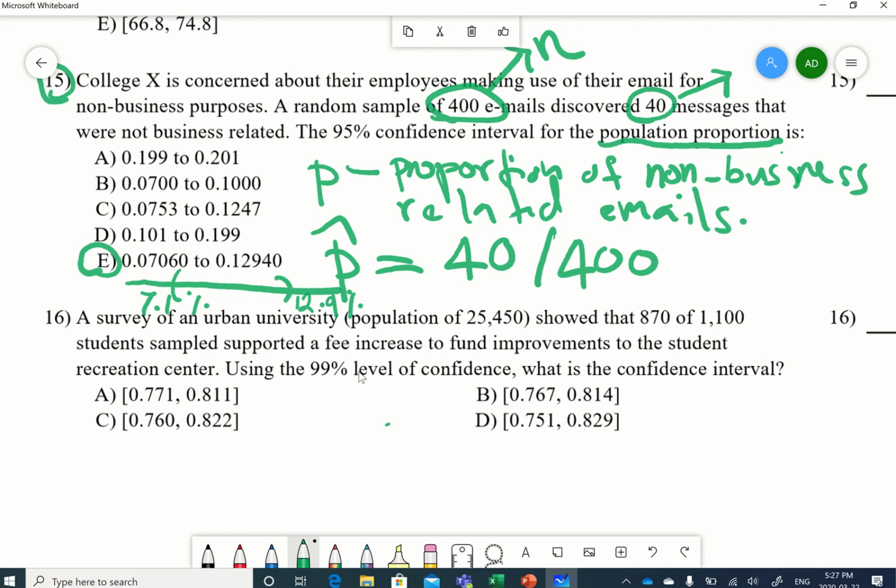Okay, so let's do number 16. A survey of an urban university, this is the population, it's given, showed that 870 of 1,100 students sampled. So that's the sample proportion right here.